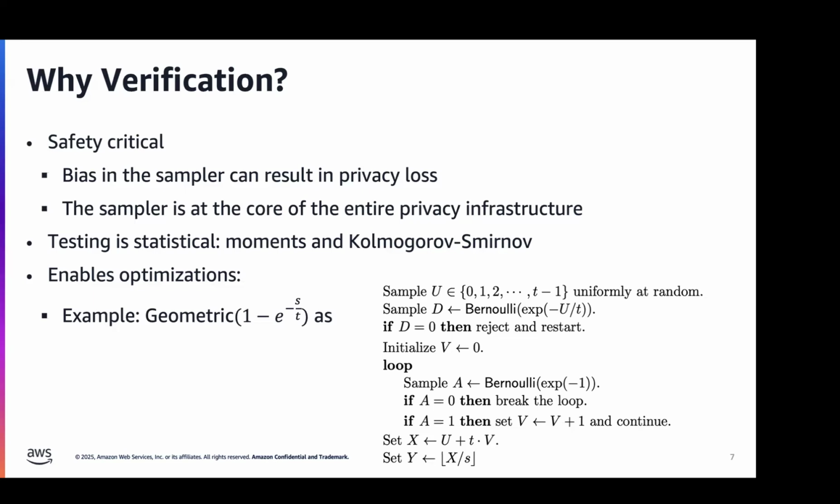And finally, there's another reason, which is that once we have a proof, it enables optimizations that can sometimes be quite tricky. Here, I don't want to look closely at this piece of code, but this is an example. If you want to sample from a geometric distribution with the parameter that you can see here, there's the usual simple algorithm that we know of, but there is also something that for some values of S and T might be much more efficient, and that's what you see on the right. So that's one example of the kind of optimizations that you may want to be able to do, and then verifying that you have not modified the distribution is important.